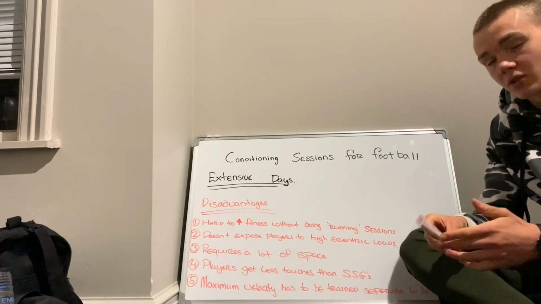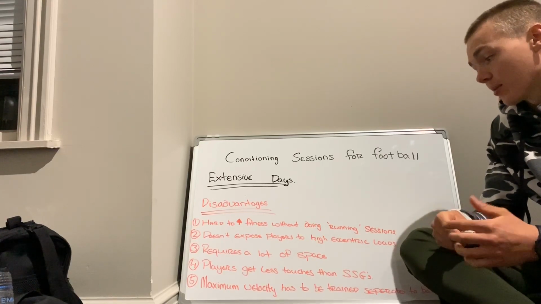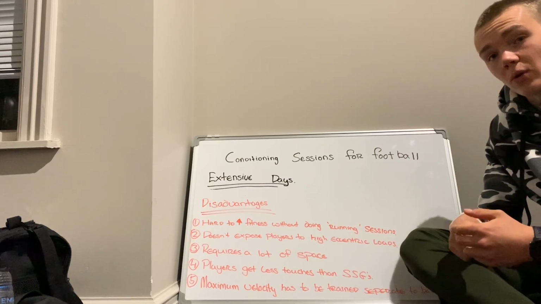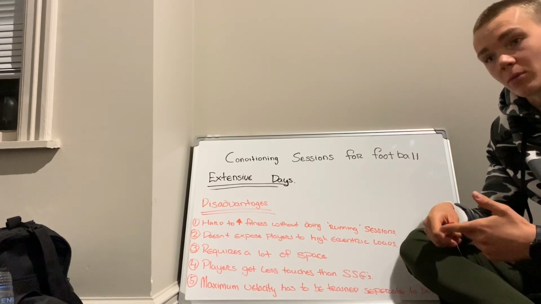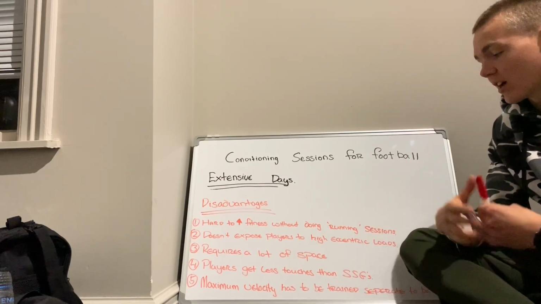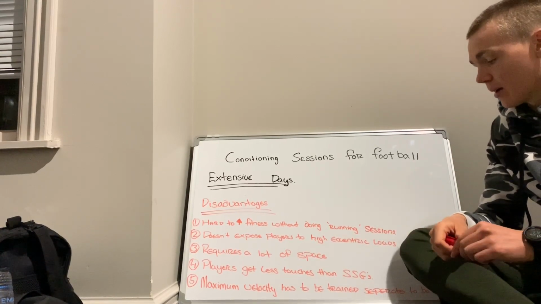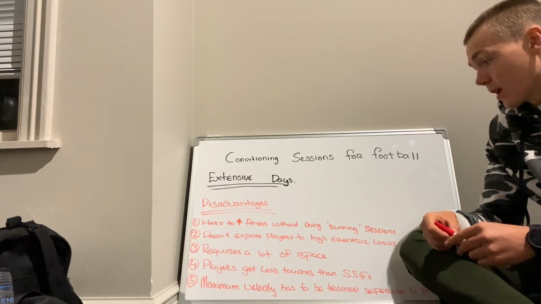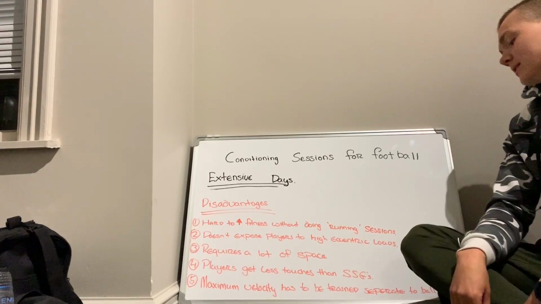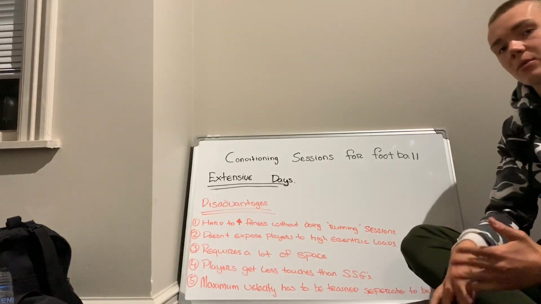Players get less touches on the ball than compared to small-sided games. So in large-sided games, there's more players, there's more numbers, there's more space. So you're going to have less touches on the ball, so the players are probably going to develop a little slower. And maximum velocity almost has to be trained separate to the ball.